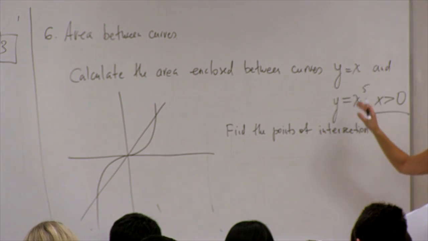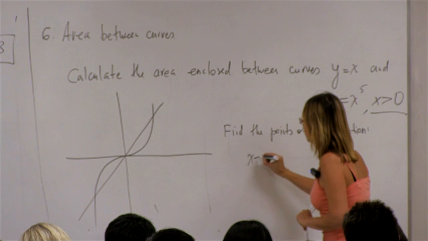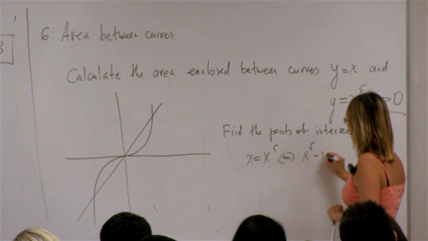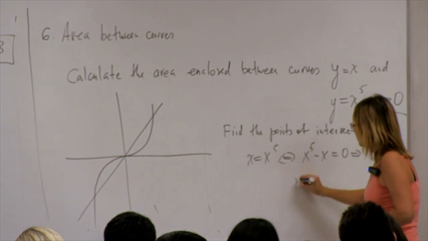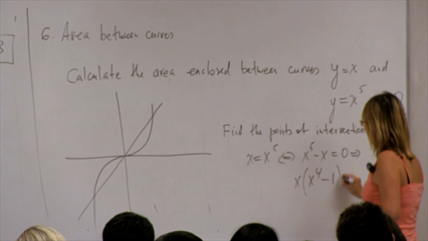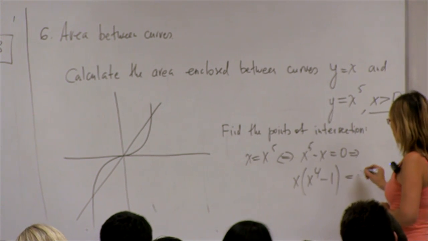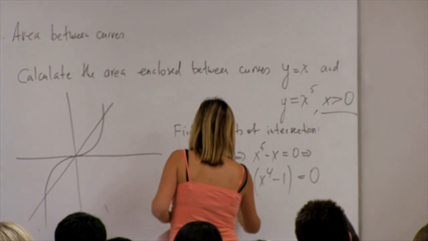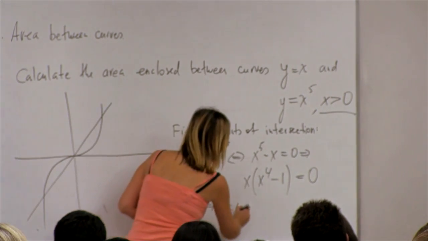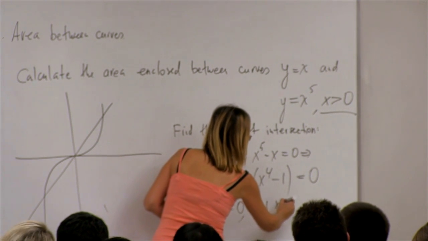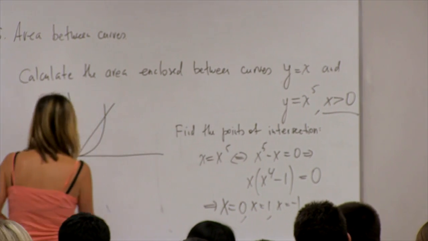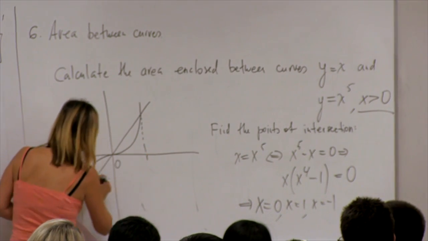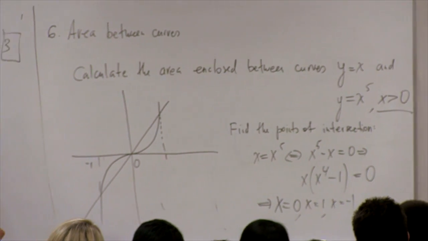I equate the two curves. X equals x to the 5. Or I can say x to the 5 minus x equals 0. Or I can say x to the 4th minus 1 equals 0. What are the solutions? There are 3 solutions here. X equals 0, right? X equals 1, and x equals minus 1. And this is what I see on my graph, right? They intersect at 0, of course. This point is 1, and this point is minus 1.